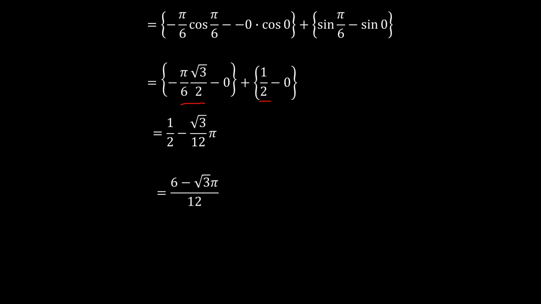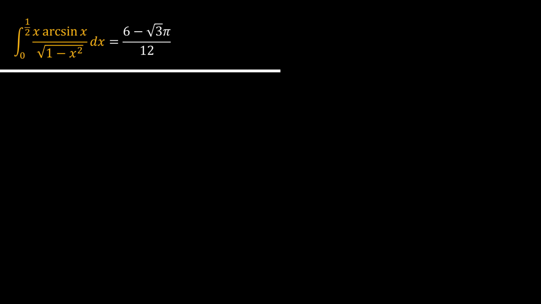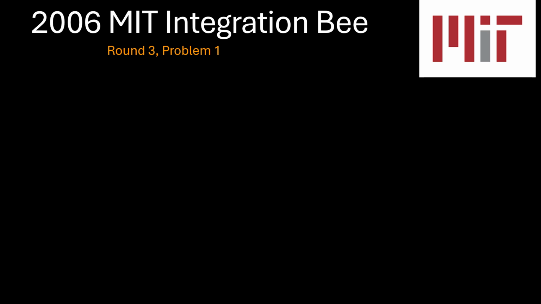So we'll continue. One expression becomes the integral from x equals 0 to x equals a half of x times the arcsine of x over square root of 1 minus x squared equals 6 minus root 3 pi over 12, and that is the final answer. Jump on to round 3.